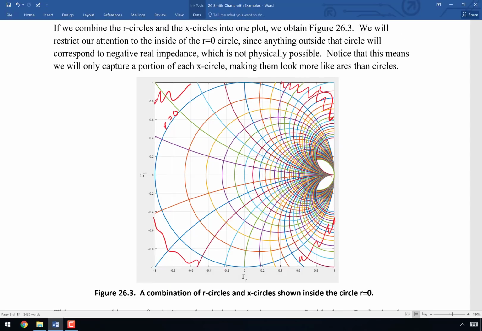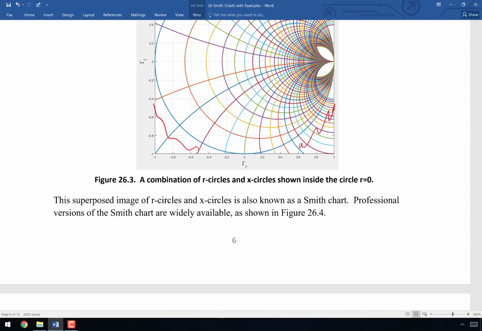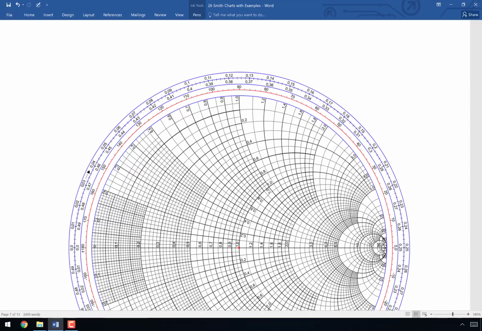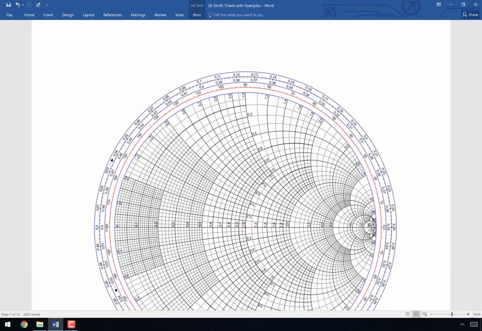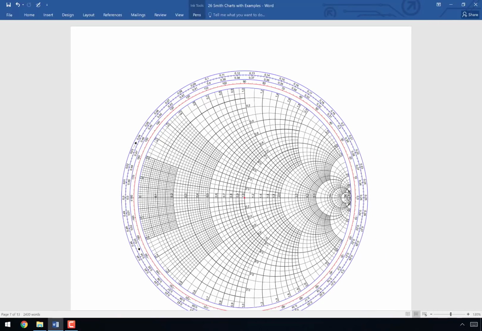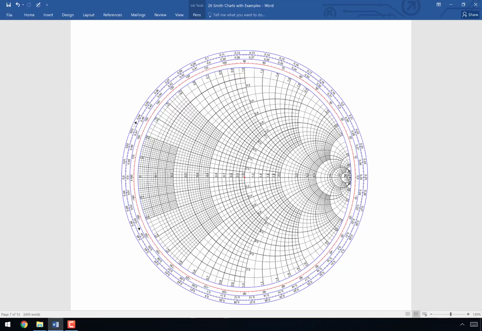This, by the way, is a Smith chart, a combination of R circles and X circles for different values of lowercase r and different values of lowercase x. That's a Smith chart. And this is what a professional quality Smith chart looks like. I'm going to have to zoom out a little bit here so that you can see the whole thing. So let's zoom out so you can see the entire Smith chart at one time. And there we go. So that's the full Smith chart.